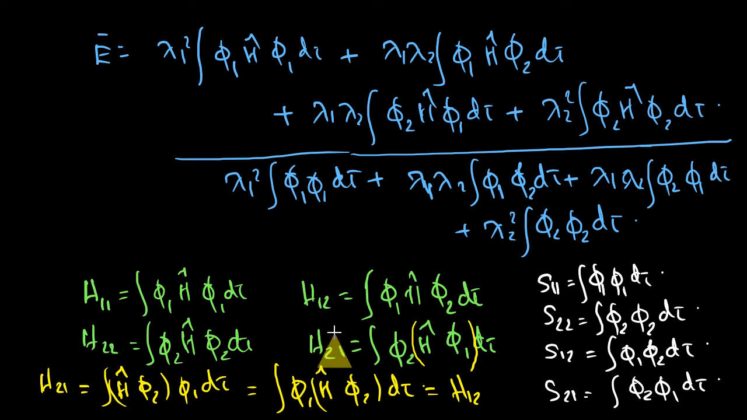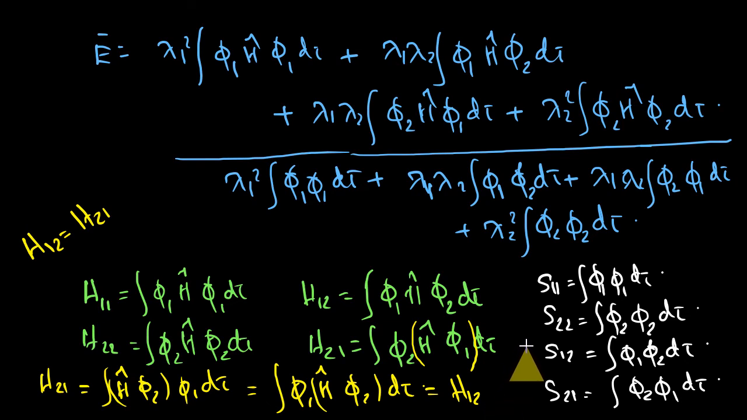H12 is equal to H21, because the Hamiltonian is a Hermitian operator. This is an important result. We have to write H12 is equal to H21. Okay, that we have to keep in mind.